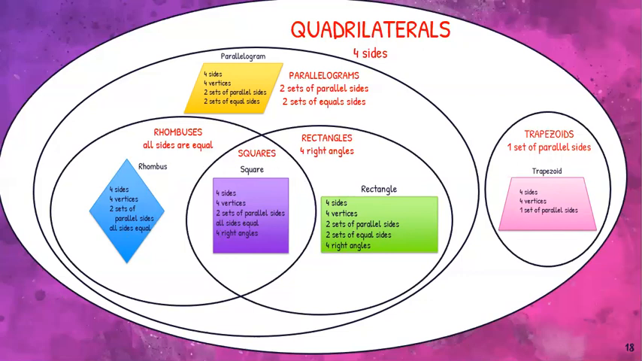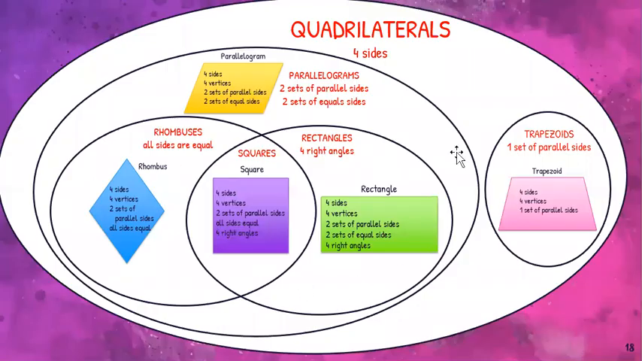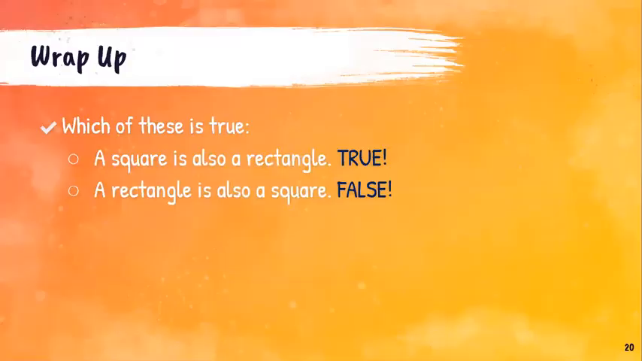All right, let's do some questions to wrap up and see how we can use our information to do some true or false. So one of these statements is true, one is false. A square is also a rectangle. A rectangle is also a square. You can pause it if you would like. So it is true, a square is a rectangle. If we look at our diagram, a square is in the rectangle oval, right? But a rectangle is not in the square oval, or this little overlapping part. It's not. So a square is a rectangle, but a rectangle is not a square.